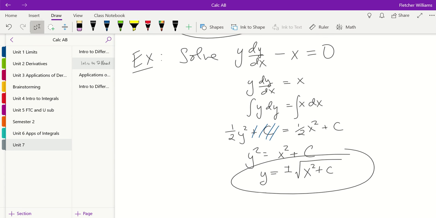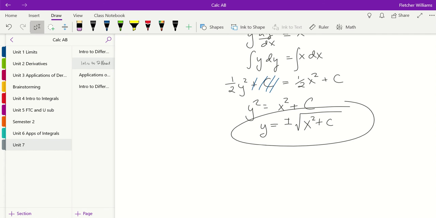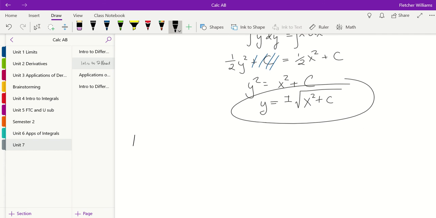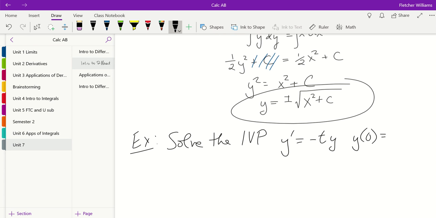Okay, so let me give you one to solve. Let's see how far you can get. So solve the initial value problem, IVP, y prime equals negative ty with the initial condition y of 0 equals 3. So see if you can do it. You might need to rewrite y prime as dy/dt so you can get started.